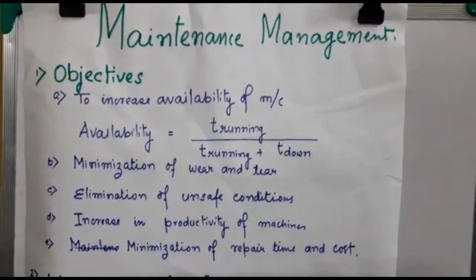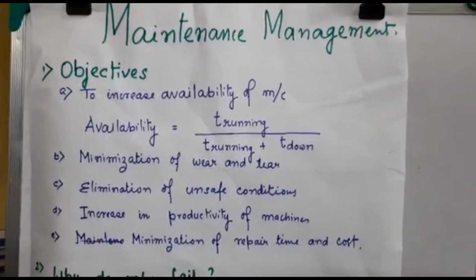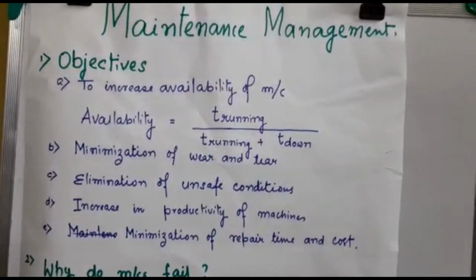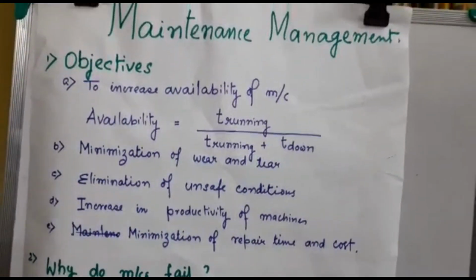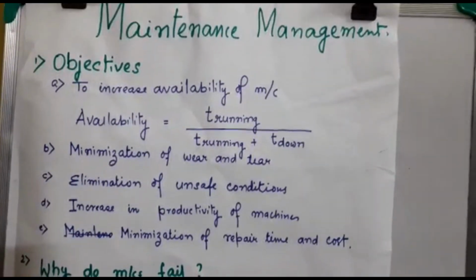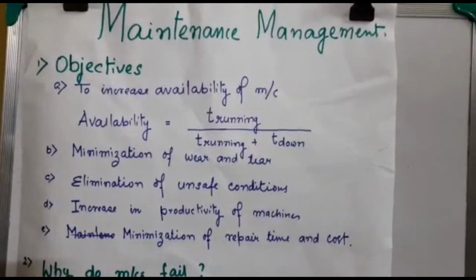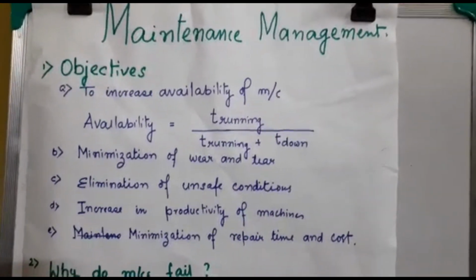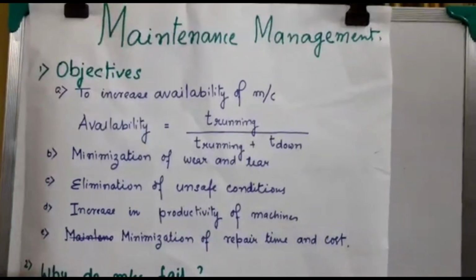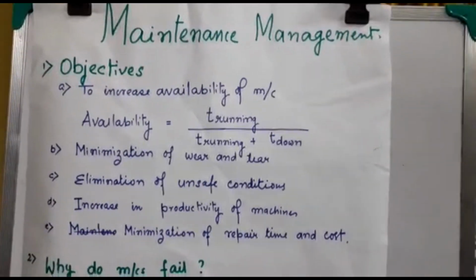So let's start with the objectives. The primary objective of maintenance management is to increase the availability of the machine. By availability we mean the ratio of T running of the machine to T running plus T down. What is T running? T running is the total time of operating in the normal operating state, mind it, normal operating state, and T down is the total time for which the plant or the equipment is either being given maintenance service or waiting for the service.